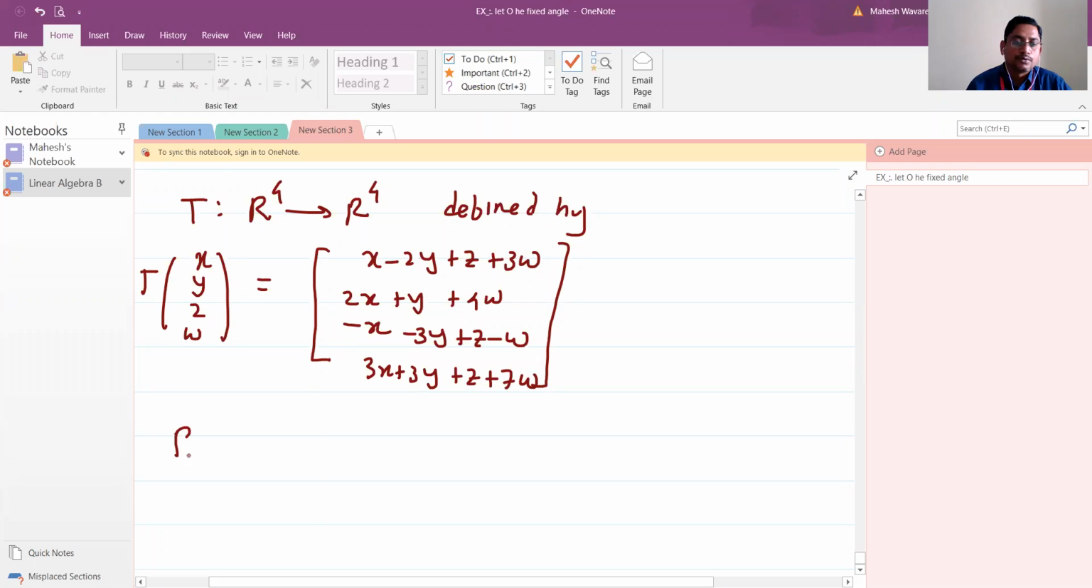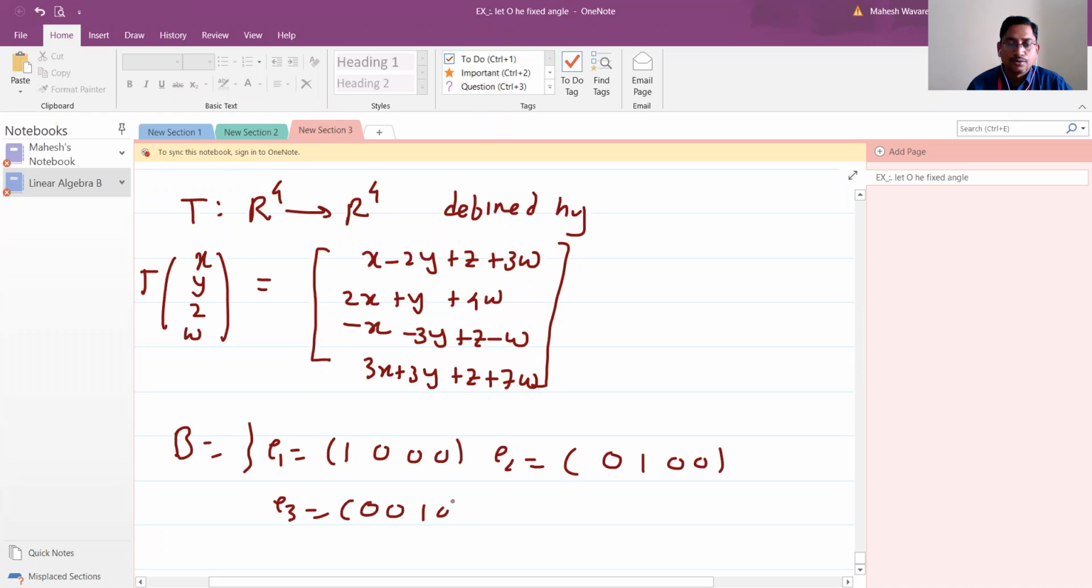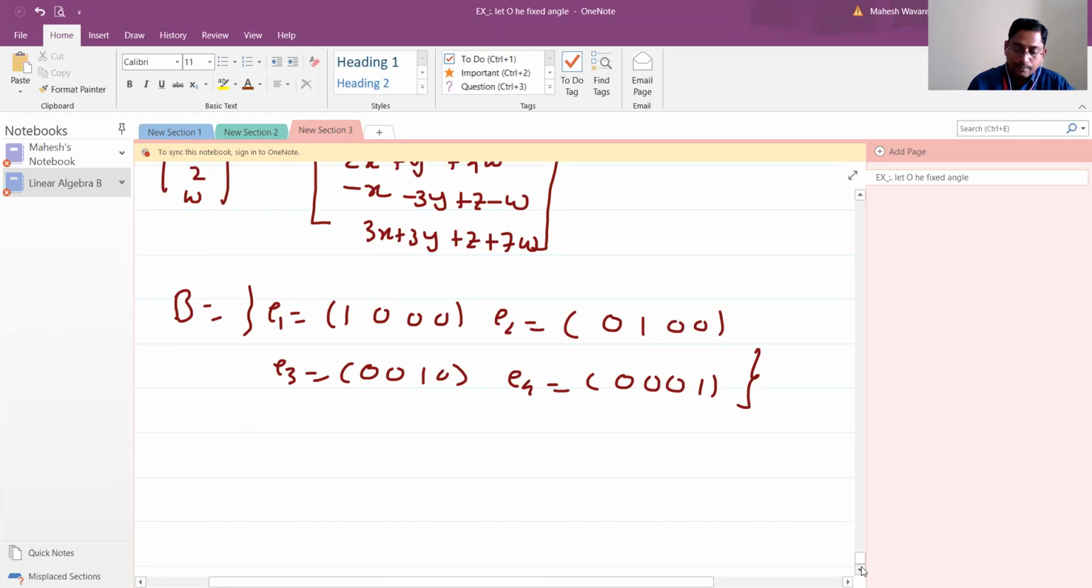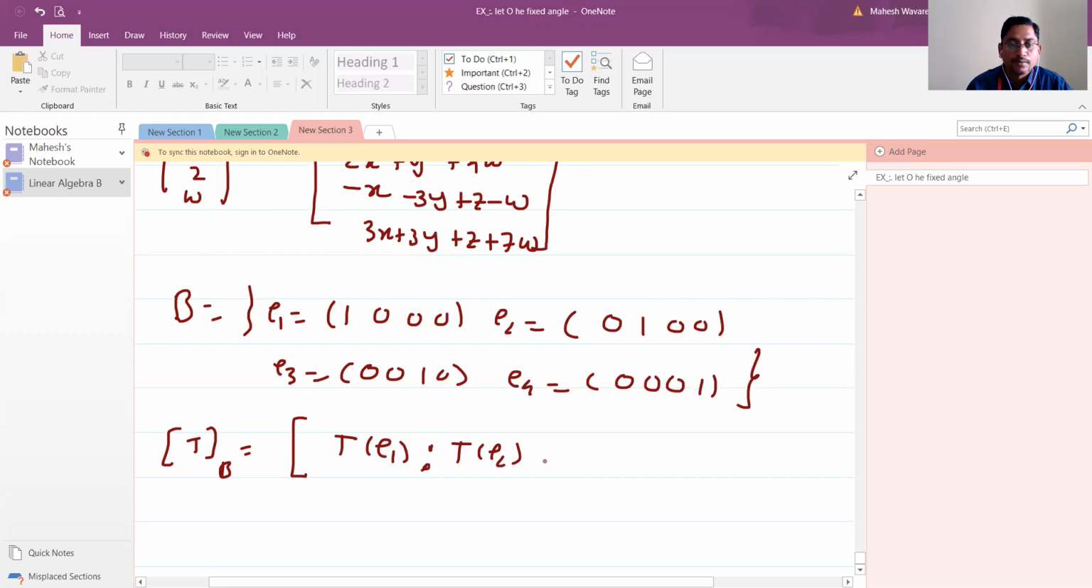Okay. So what is the standard basis for R4? E1 is 1, 0, 0, 0. E2 is 0, 1, 0, 0. E3 is 0, 0, 1, 0. And E4 is 0, 0, 0, 1. Since R4 has dimension 4, any basis of it should consist of 4 vectors. So this is the standard basis. The matrix of this T with respect to the standard basis: the first column will be T of E1, the second column T of E2, the third column T of E3, and the fourth column T of E4.